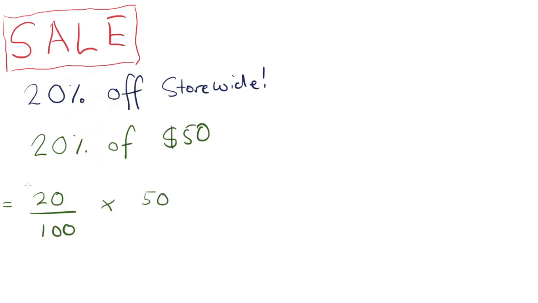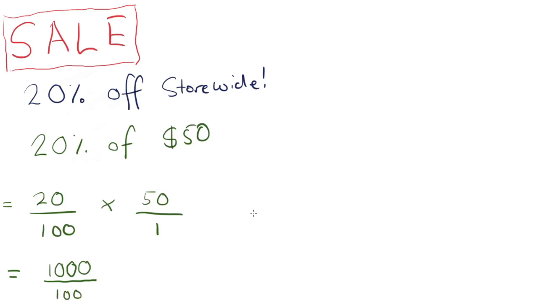Remember, when we multiply a fraction by a whole number, we can put 50 as 50 over 1, so we've got 20 over 100 times 50 over 1. When we multiply, we don't need to make our denominators the same. So I can just say 20 times 50: 2 times 5 is 10, I've got an extra 0 for the 20 and an extra 0 for the 50. So 20 times 50 is 1,000, and then 100 times 1 is 100.